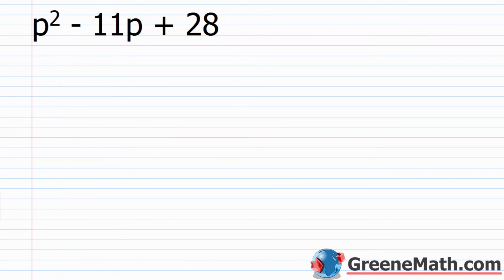So we have p squared minus 11p plus 28. Again, I don't have anything to factor out of here that's a common factor to start. So I'm just going to go ahead and write my parentheses. And I know what goes in the first position of each. I have p squared, so that means I have a p here and a p here. P times p is p squared.